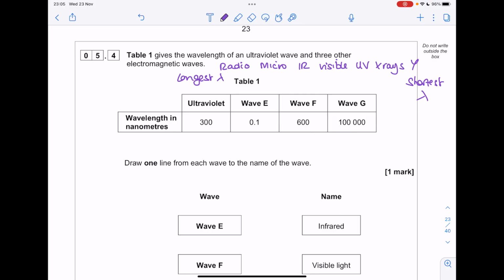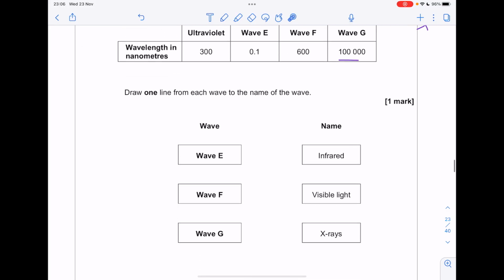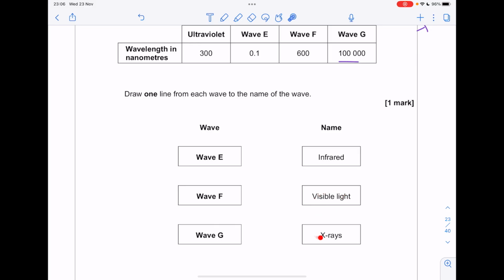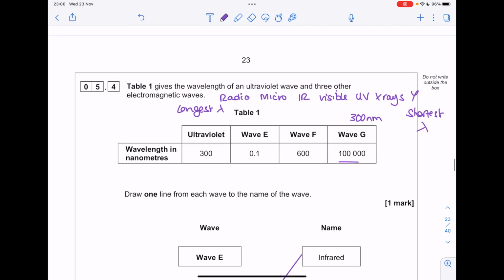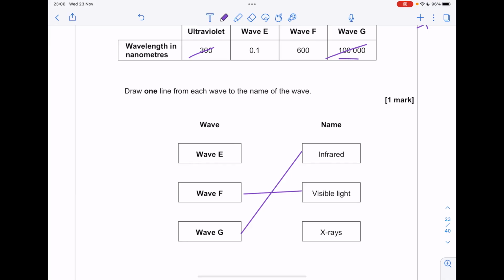So if we're told that ultraviolet is 300 nanometers, wave G is much longer. So we're looking at this end. The one with the longest wavelength here is infrared. So that's done. Then we want one with a slightly longer wavelength than ultraviolet, wave F. So we're looking for visible. And then it makes sense that wave E is X-rays because it has a very short wavelength.